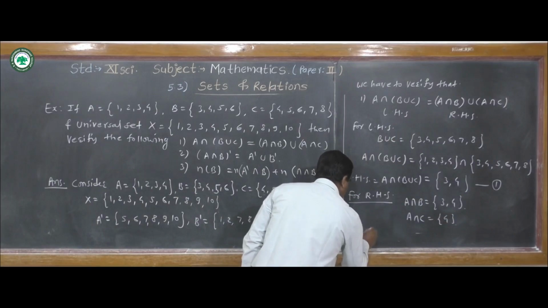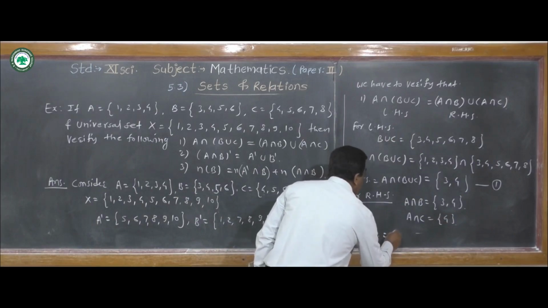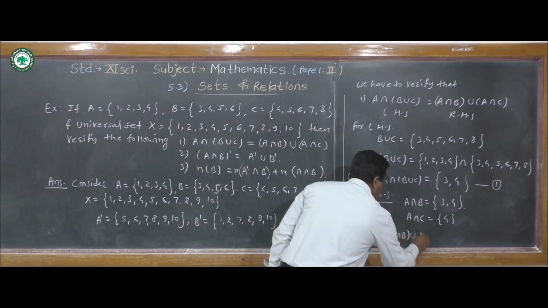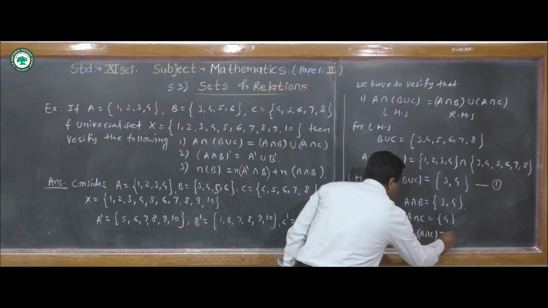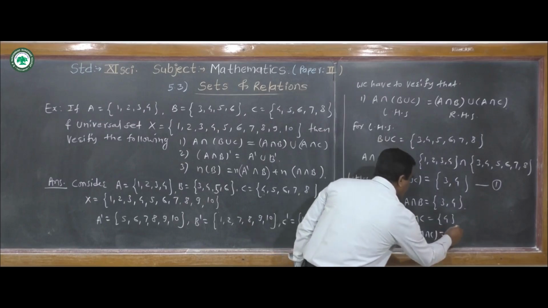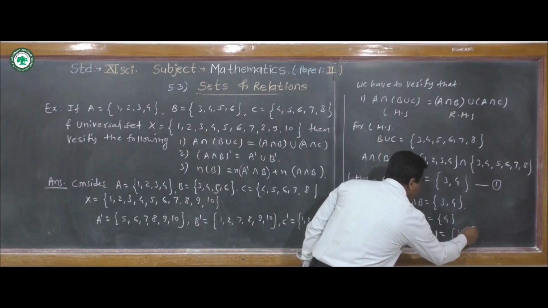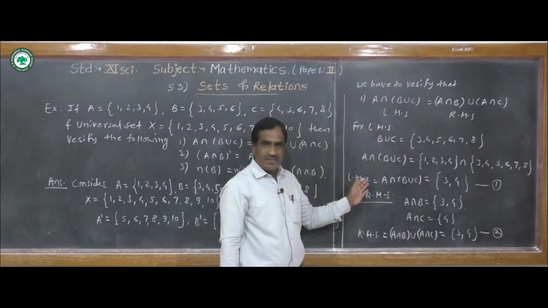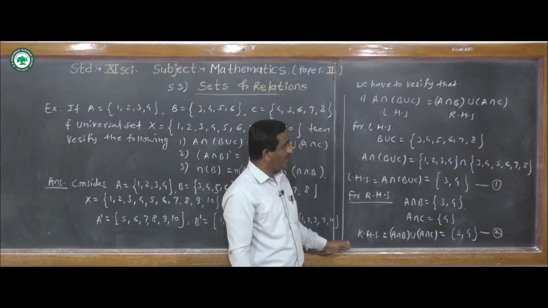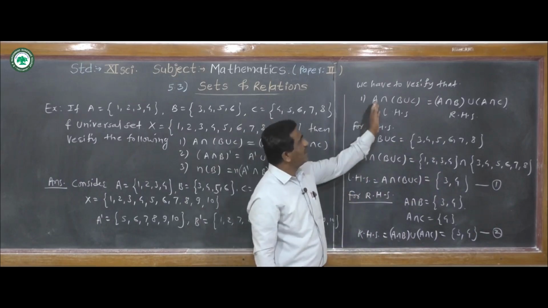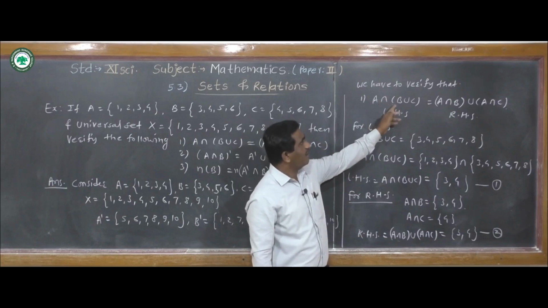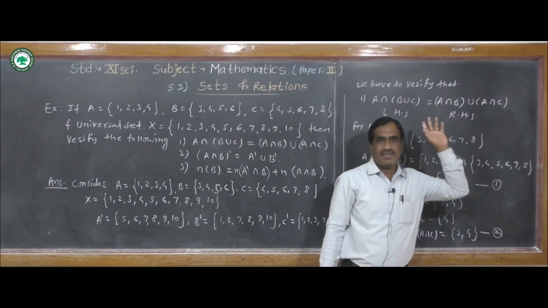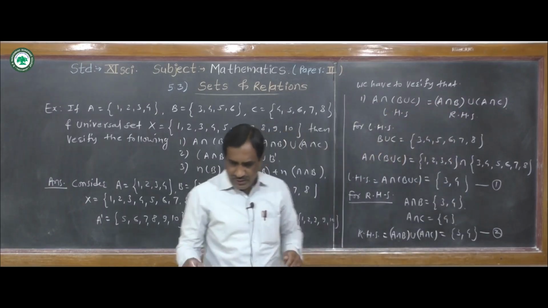And RHS is equal to (A intersection B) union (A intersection C). We can take the union of these two sets and we get {3, 4}. Equation number 2. Now from equations first and second we get LHS equal to RHS. That is, we have verified this distributive law: A intersection (B union C) is equal to (A intersection B) union (A intersection C). Okay.